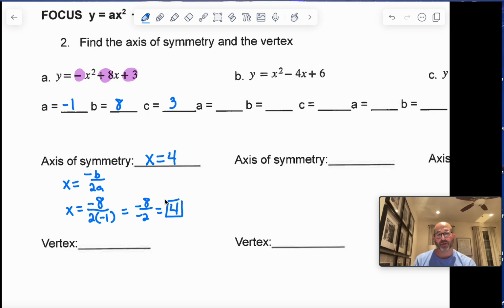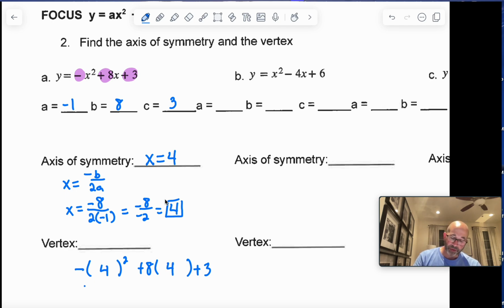Now to do this, we're going to take this x value that we just found, and substitute it back into these x's inside of my function. You've got to be careful with your signs, but let's substitute it in there. We're going to have negative 4 squared plus 8 times 4 plus 3. We're going to take that 4 that we just found for the axis of symmetry and substitute it back in and see what we get.